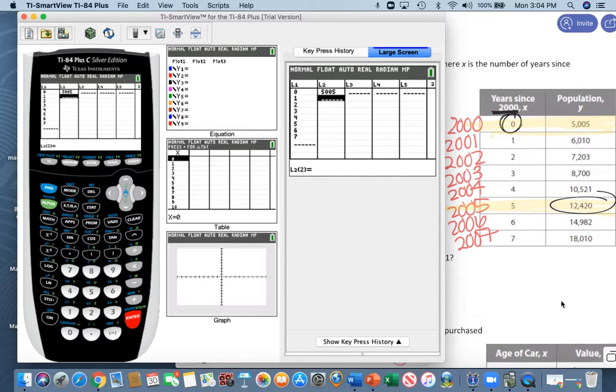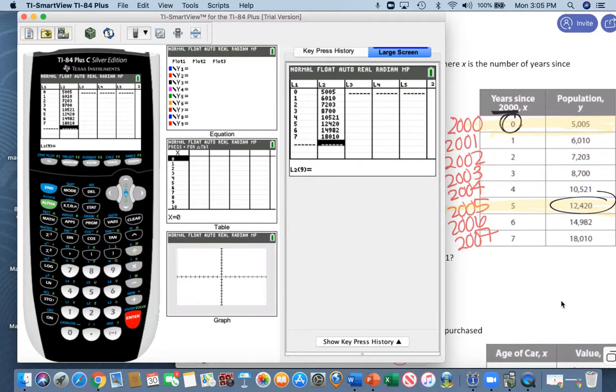5,005, 6,010, 7,203, 8,700, 10,521, 12,420, 14,982, and 18,010.